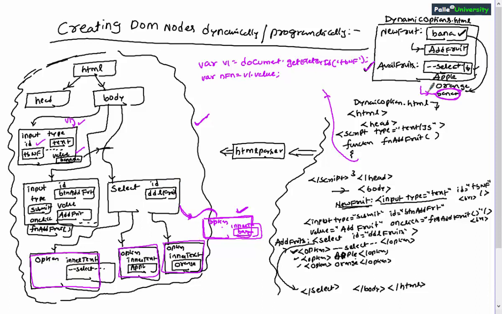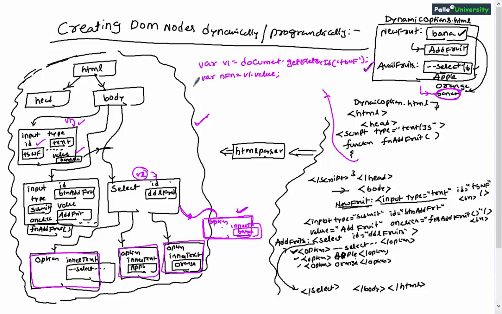So for achieving this, what we need to do here is, first we need to get the reference of this node, and apart from that we need to create a new node inside the DOM tree. First I will explain how to get the reference of this drop down list.